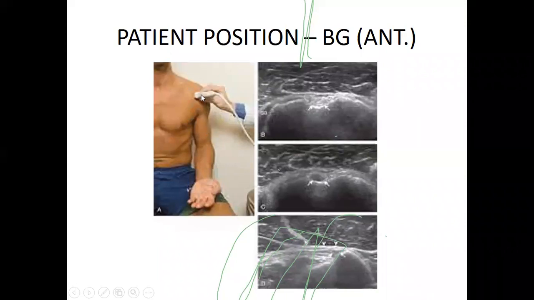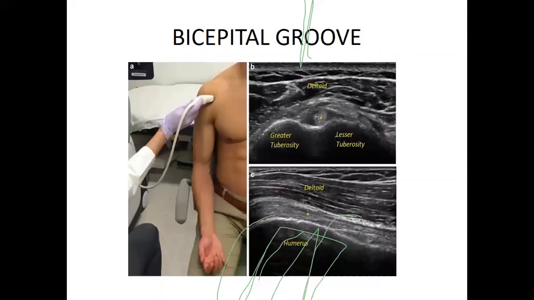You can see it's very simple. Just put the probe there, know exactly what to look for. Don't look for other things. Specifically in the anterior compartment, check for the bicipital groove with the long head of the biceps tendon in position. Very important.